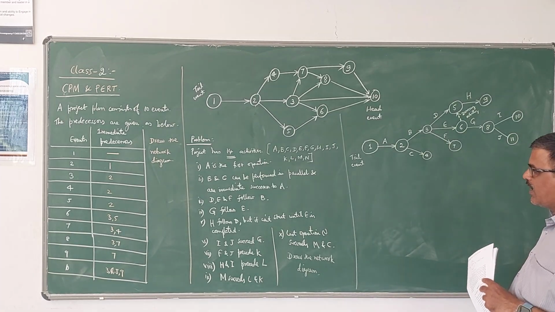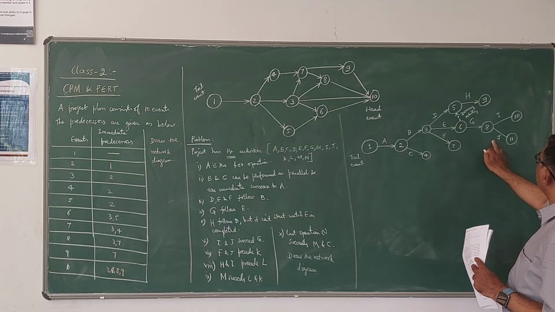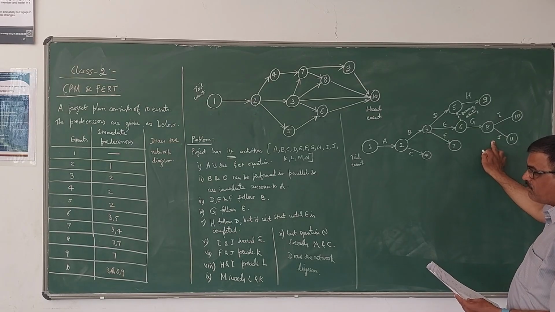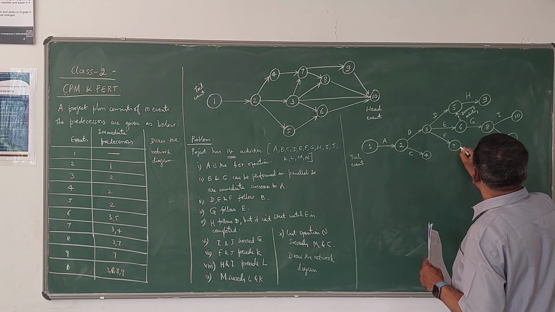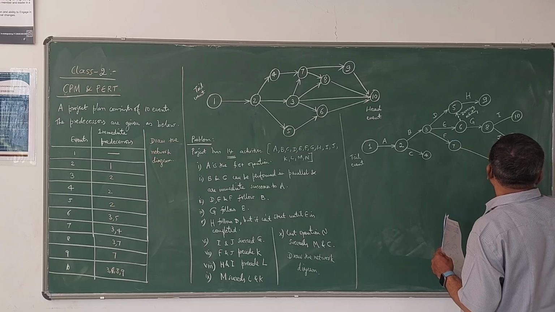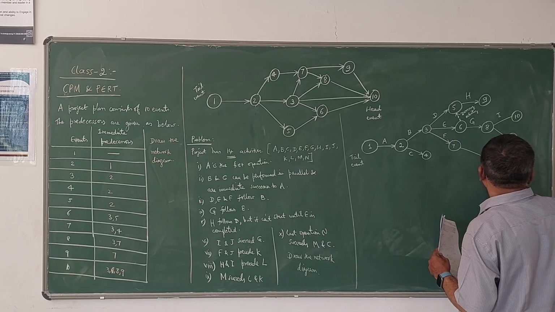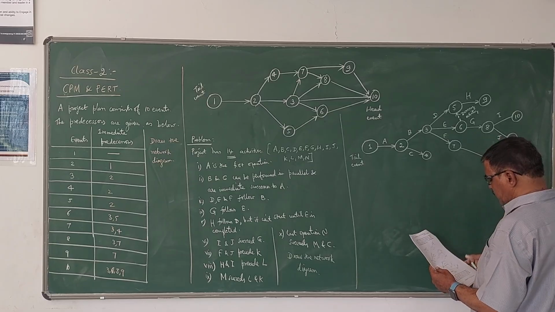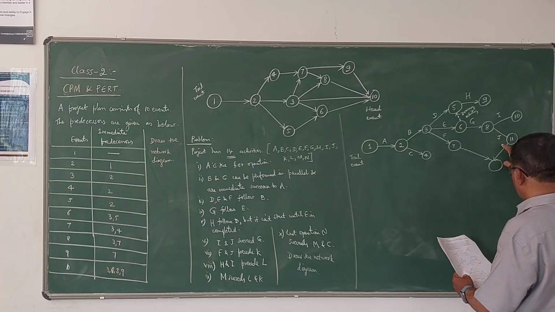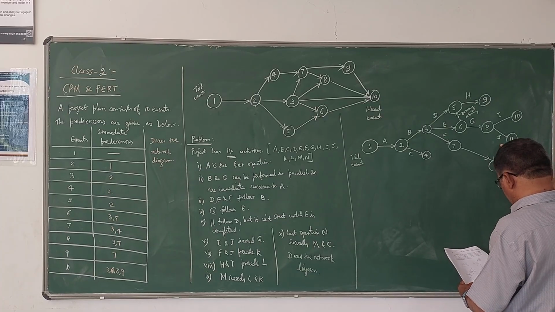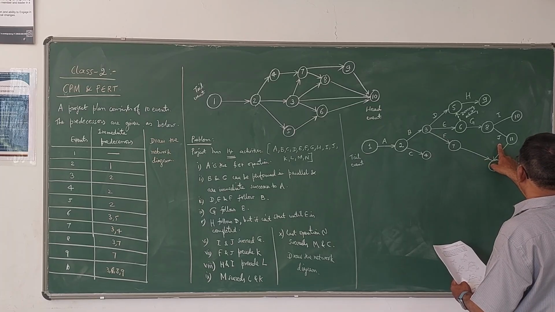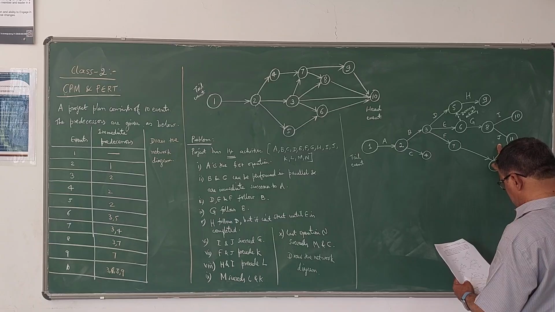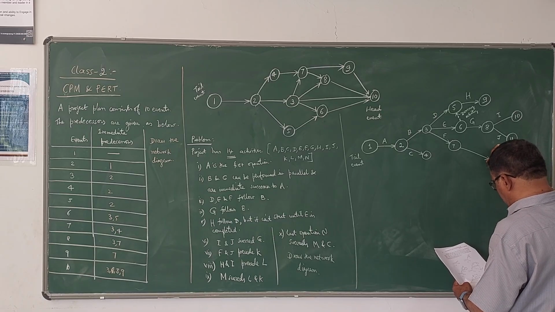Next, F and J precede K. Precede means previous, it should come before. F and J precede K. Precede K means F and J should be ready before K. That means after F and J, your K should come.